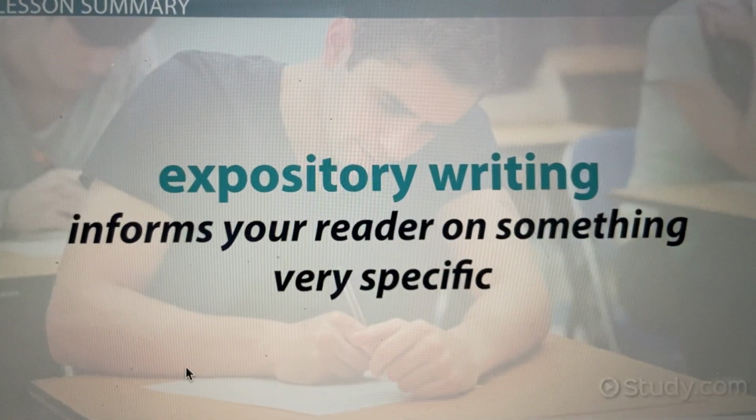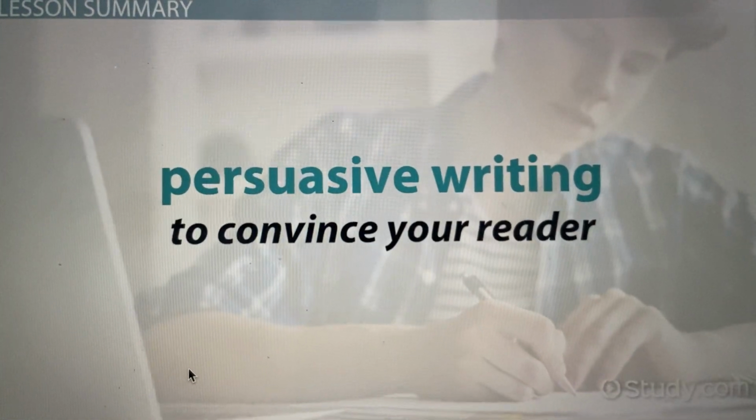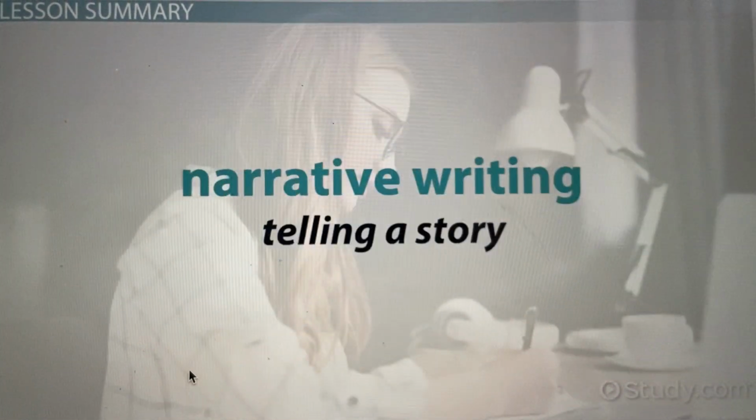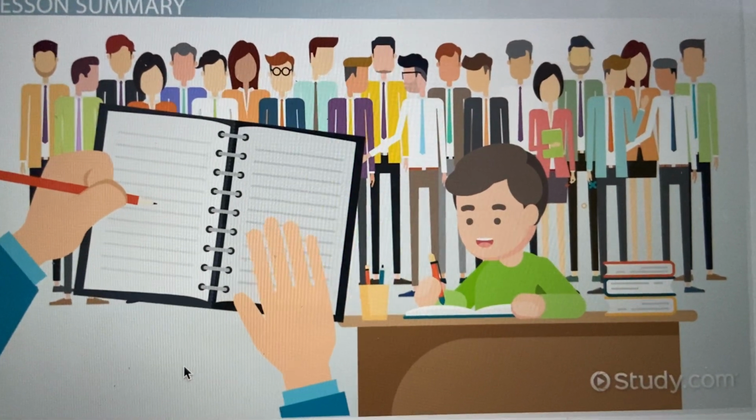Expository writing informs your reader on something very specific, while in persuasive writing, you want to convince your reader. And narrative writing entertains by simply telling a story. Almost anything you write will fall into these different types of writing.